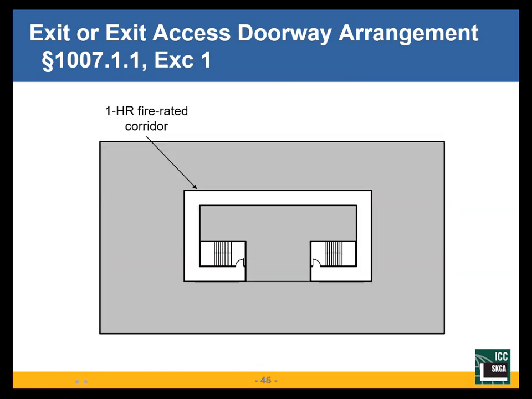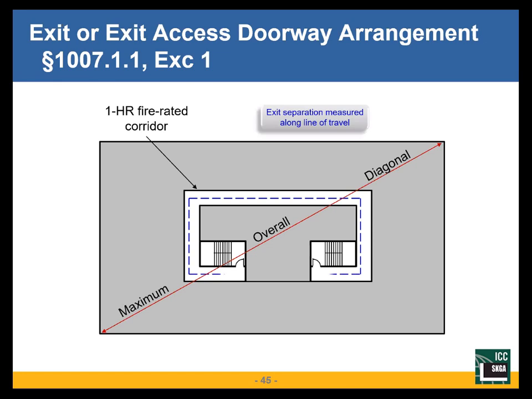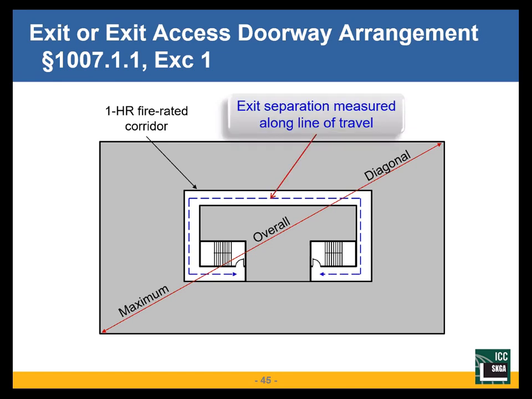One exception to measuring in a straight line applies to a building that has a fire resistance rated corridor. If I have that fire resistance rated corridor, I still measure the overall diagonal, but now I measure the distance in the corridor. What's the separation of those exits in the corridor?